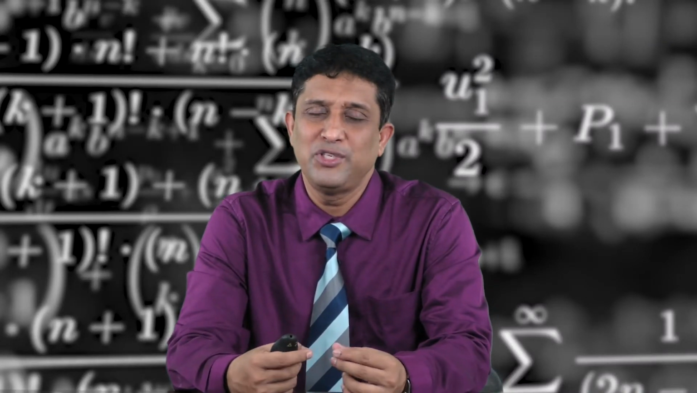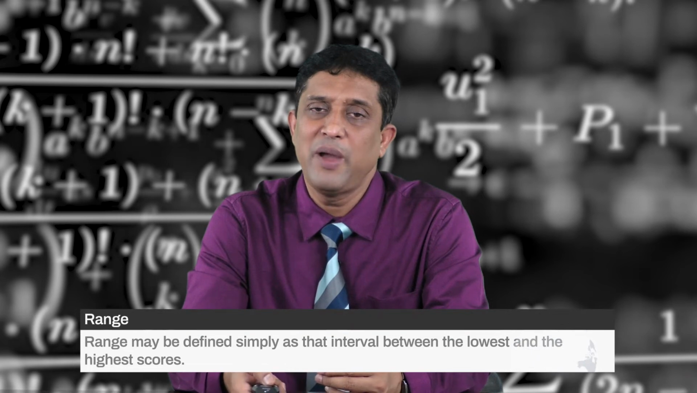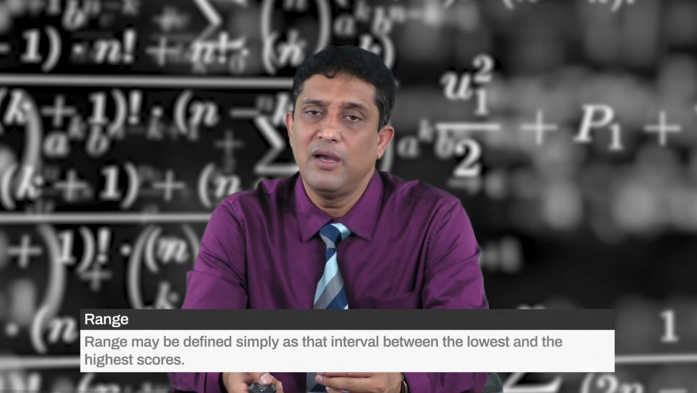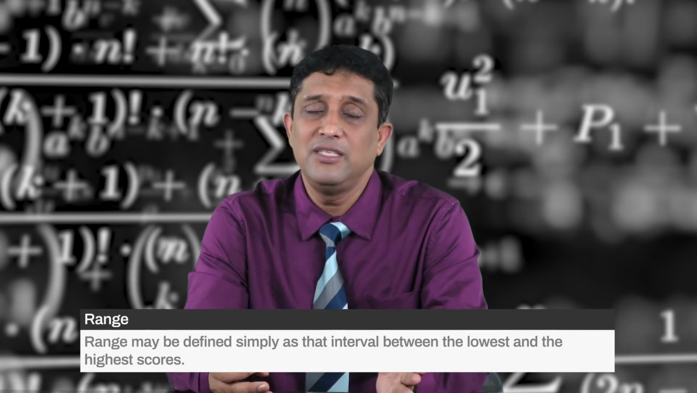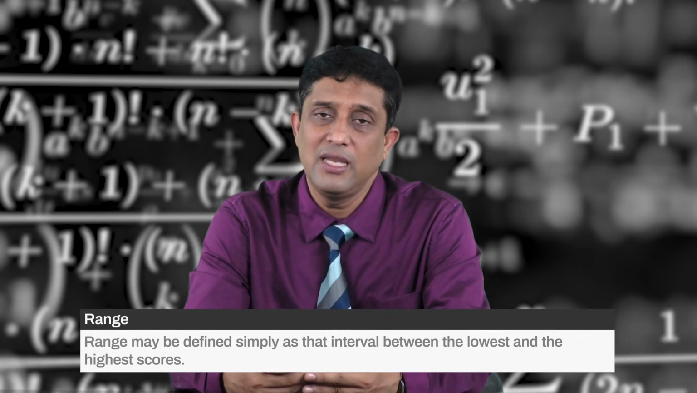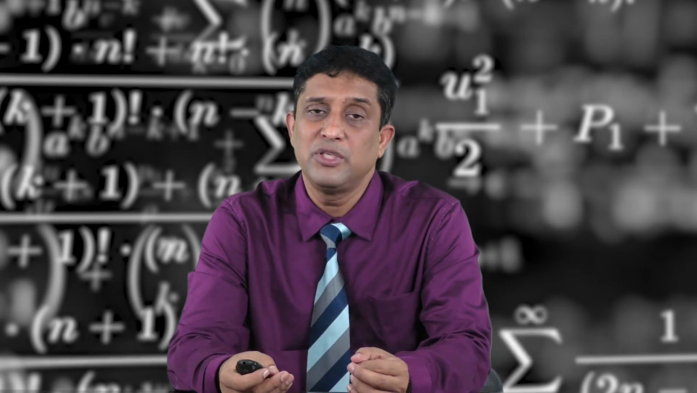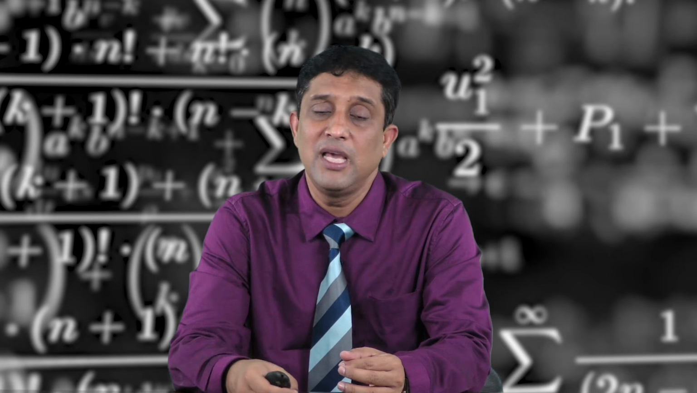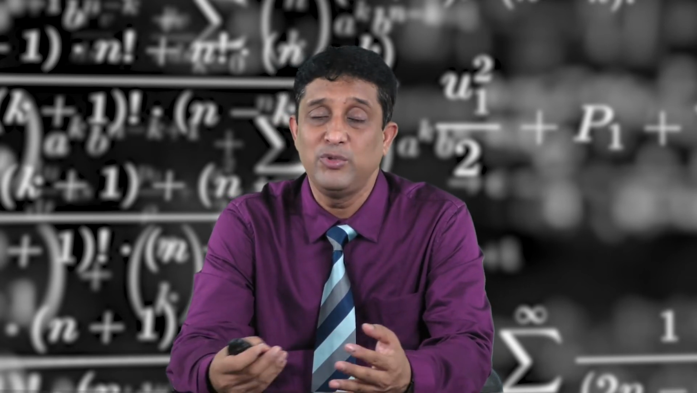Now let us focus upon range. Here I will not take much of your time to discuss range. Range may be defined simply as the interval between the lowest and the highest score. Let there be a distribution of 40 students, and in that distribution, let one high score be there and the lowest score be there, among the individual scores.